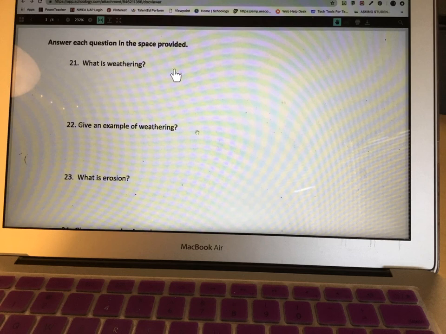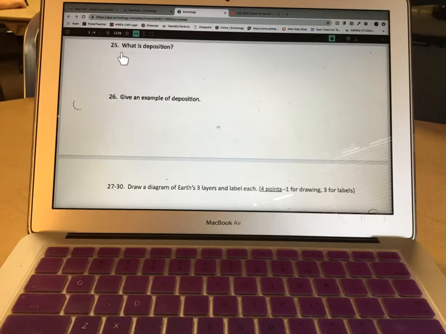What is weathering? This could be a simple sentence. Give an example of weathering. Where do you see weathering every day? What is erosion? Right below this question is one that I missed. It says, give an example of erosion. What is deposition? Give an example of deposition.